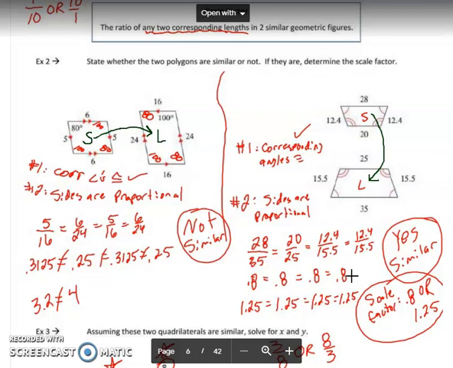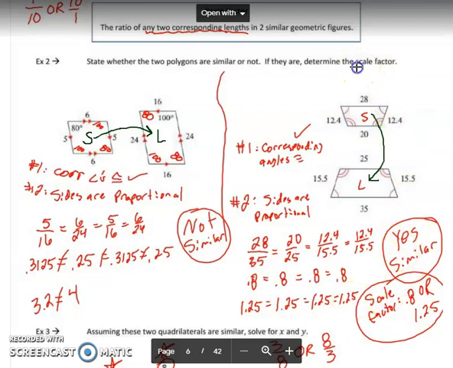And that's what we're looking for if it's going to be similarity. All of those ratios are equal, so all the sides are proportional to one another. And if you had done 35 over 28, 25 over 20, 15.5 over 12.4, and the same thing there, you would have ended up with 1.25s. That would have been your work, which is perfectly acceptable. And then you could justify and say, yep, they're similar.